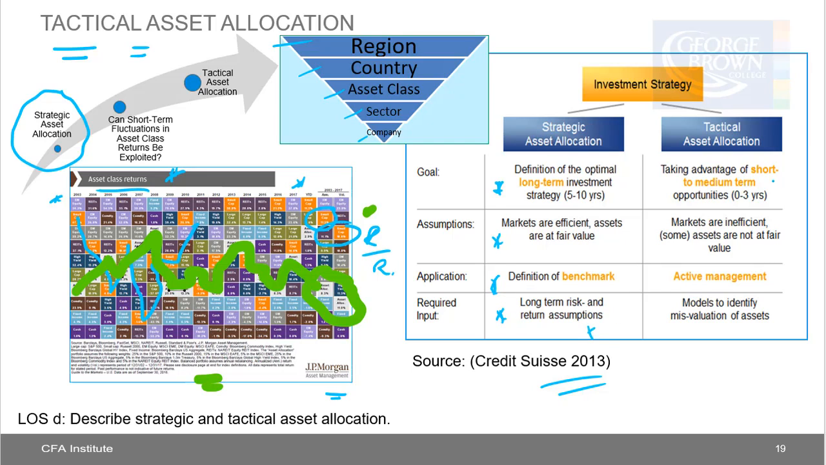But the tactical asset allocation is the short to medium term. The assumption is markets are inefficient, some assets are not at fair value. You correctly forecast the correct value, and if you're right, you're going to make money. That's active management, though, because you're actively trying to exploit these variances in different asset class returns. And so what do you need? You need very complicated models to identify misvaluation of assets. Okay, that's activity, expertise, and that's cost.